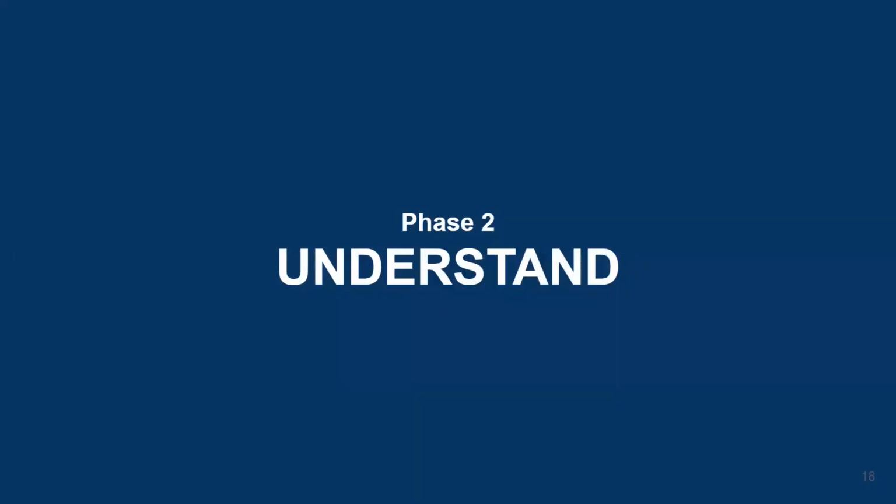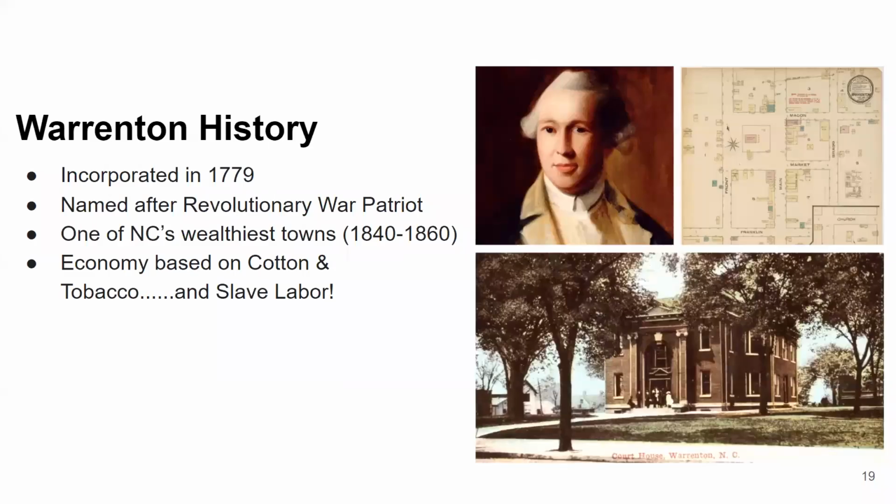So phase two is to understand, and understanding for us is really our analysis. And what we wanted to do was take a step back and look at it on a more macro level before we jump into the more micro level of analysis. And what we discovered is that Warrenton was incorporated in 1779 and named after a revolutionary war patriot, Dr. Joseph Warren. It was once one of North Carolina's wealthiest towns from approximately 1840 to 1860, with an economy based largely upon cotton, tobacco, and slave labor during that time.